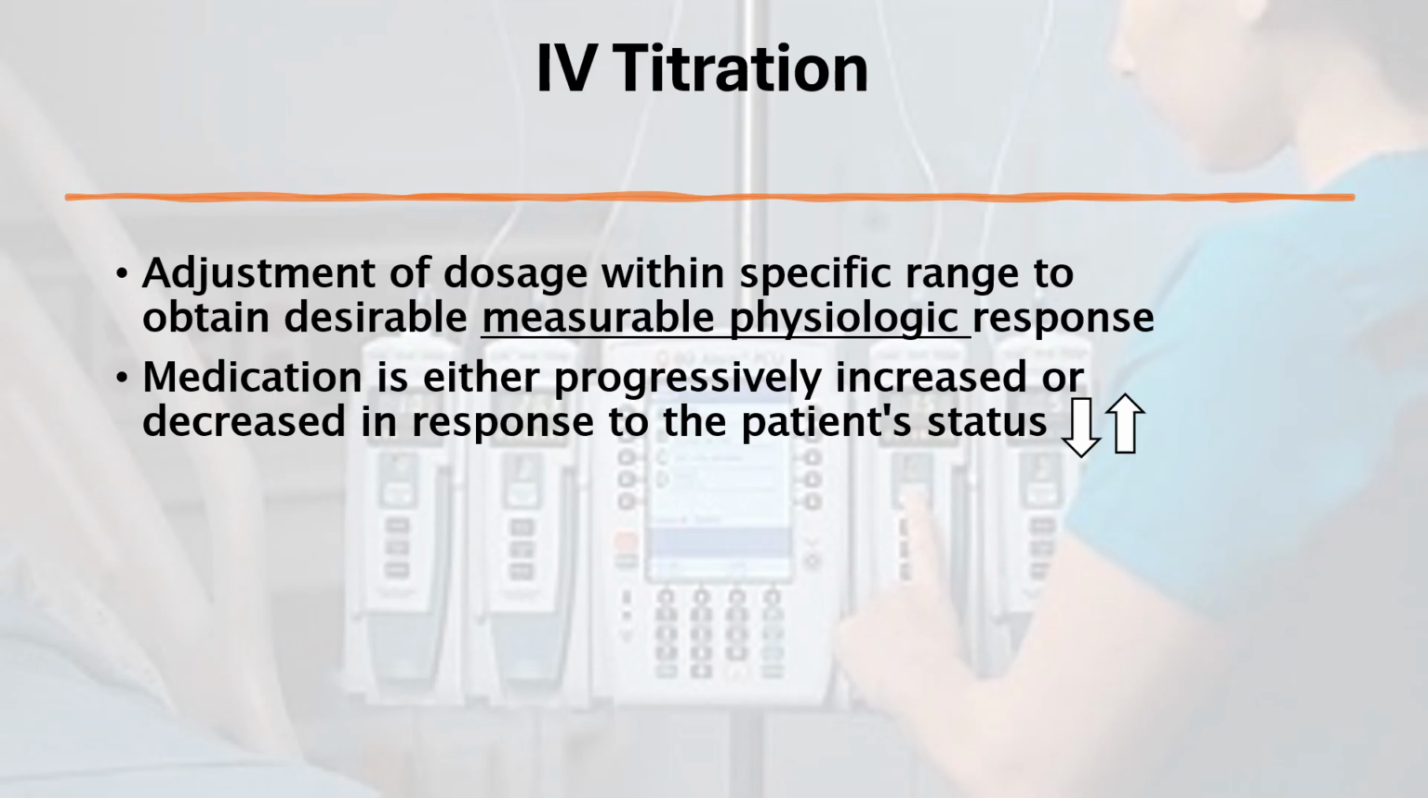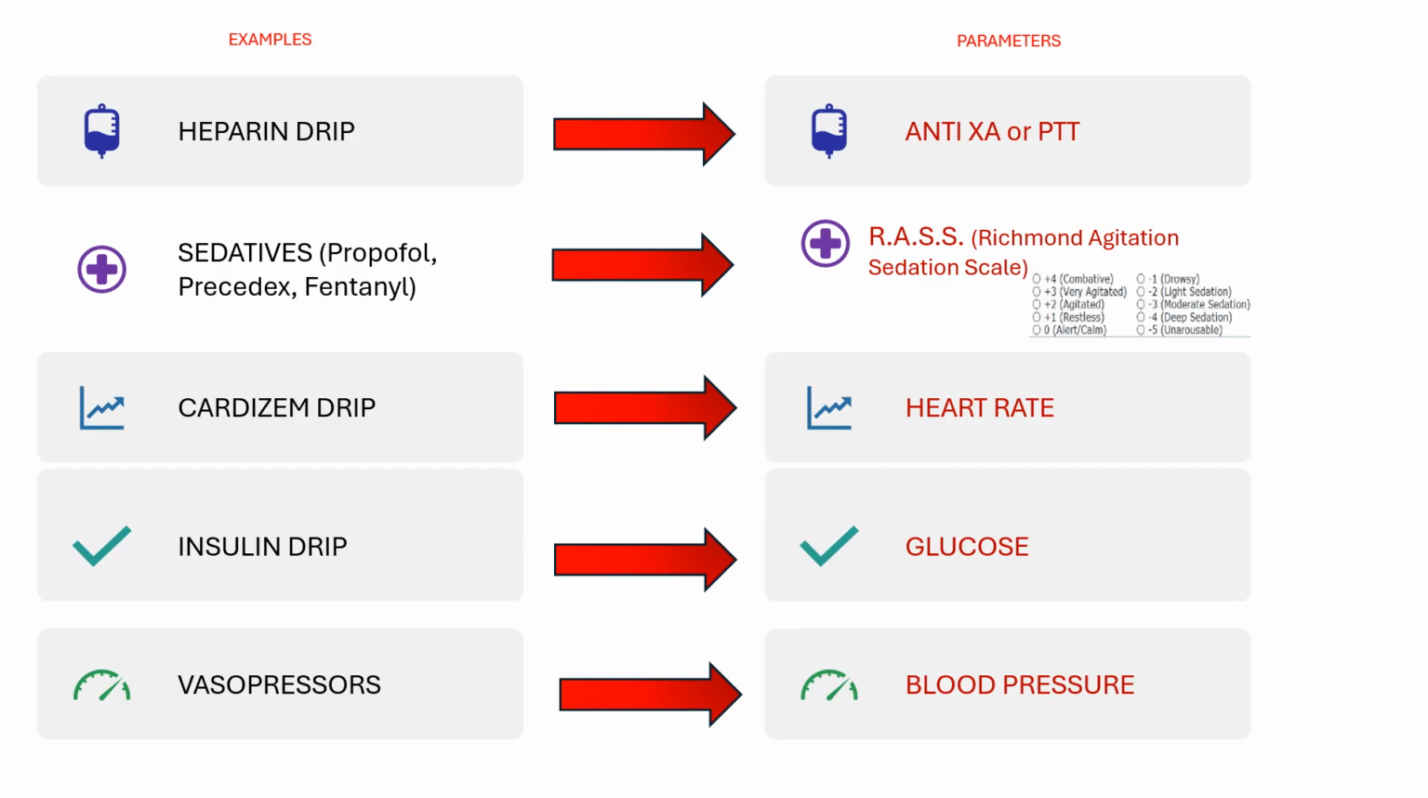IV titratable medications are a list of medications where we increase or decrease the dosage within a specific range to obtain a desirable measurable response, checking the patient's status using different types of parameters. Here are a list of some parameters, some examples.